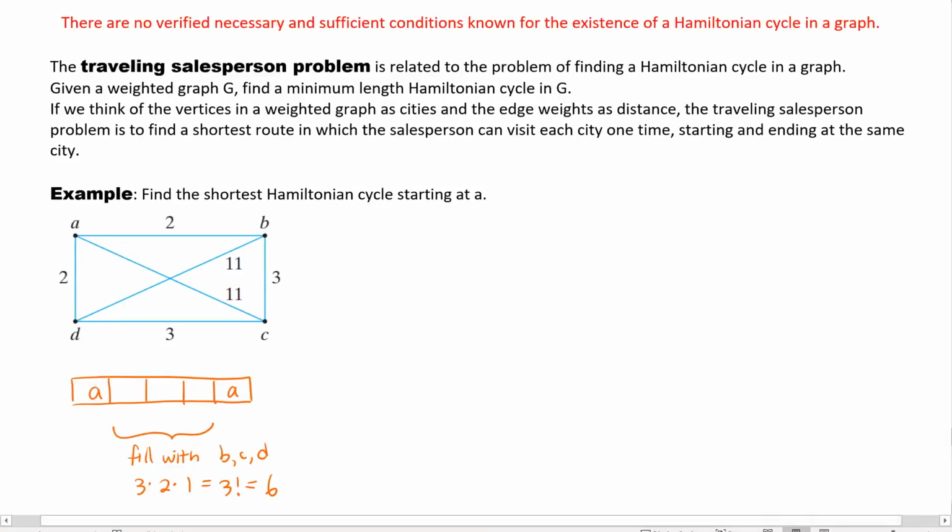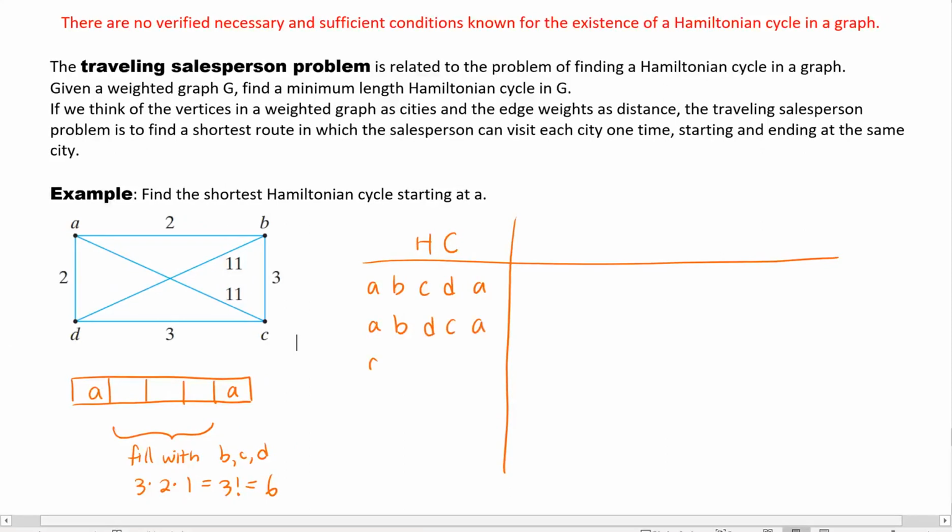Let's make a table here. So we want to list the Hamiltonian cycles. Let's say we have A, B, C, D, A. Then A, B, switching C and D, so A, B, D, C, A. Then A, C, B, D, A. Switching B and D, A, C, D, B, A. And then we have D go first: A, D, B, C, A, and A, D, C, B, A. So those are all 6 possibilities, and let's find the lengths.